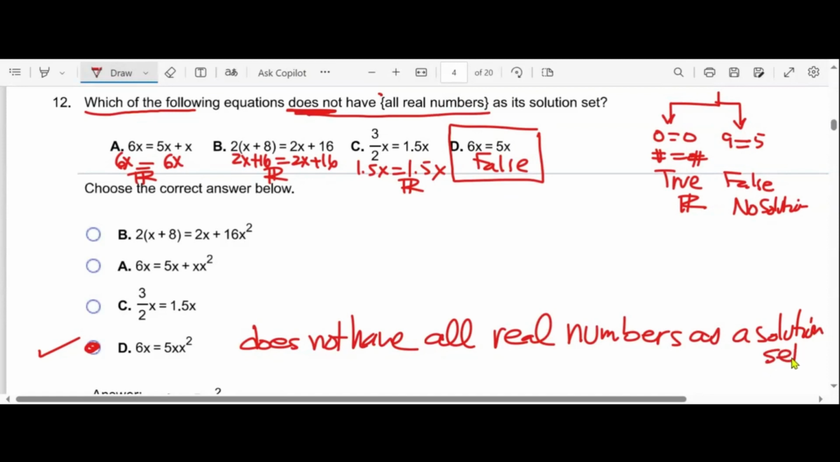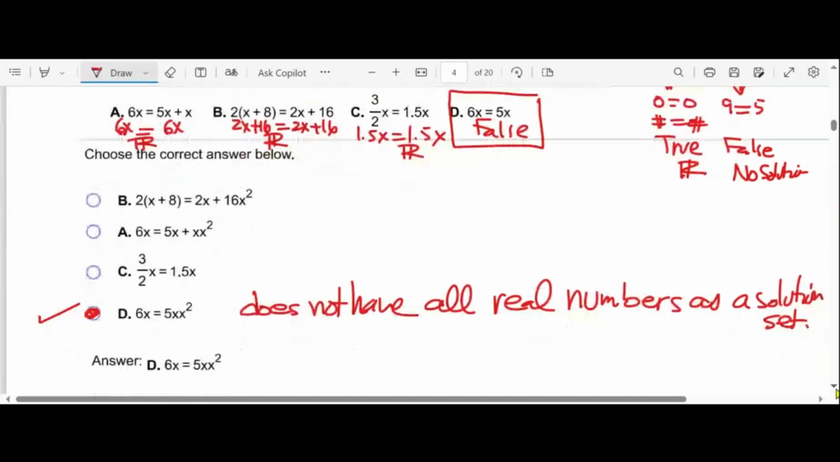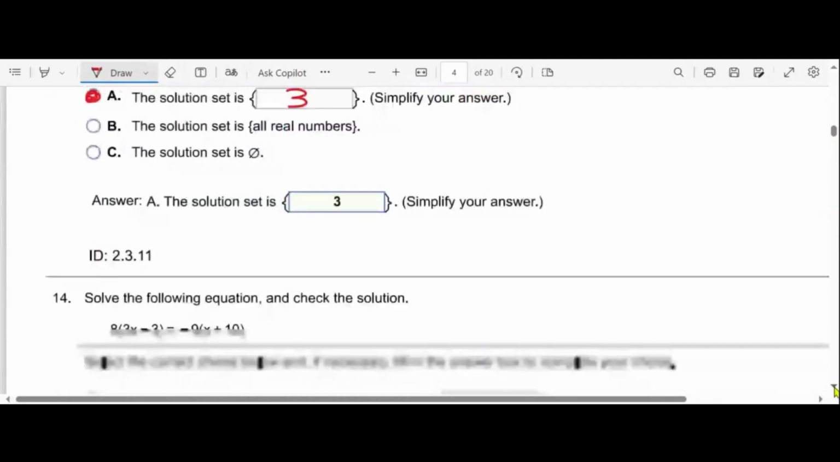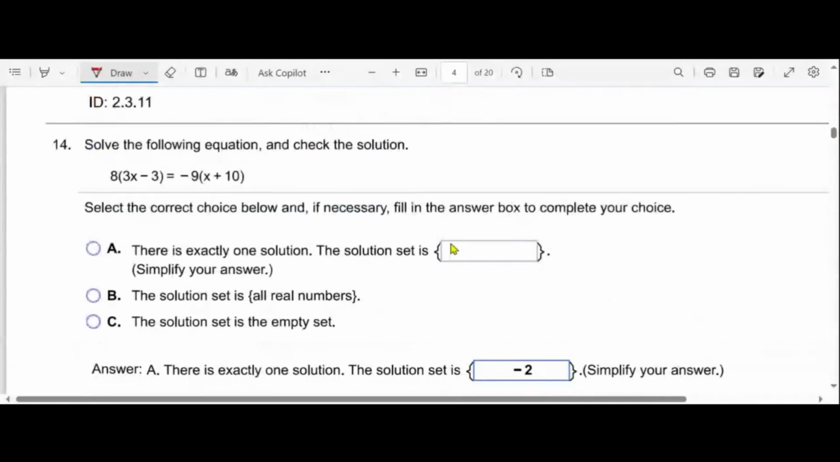Is this clear? Next one. Badr. Solve the equation below and check the solution. So I move the constant to the left side. So you get 4x equal what? 12. So x equal what? 3. Easy. So the answer is 3.